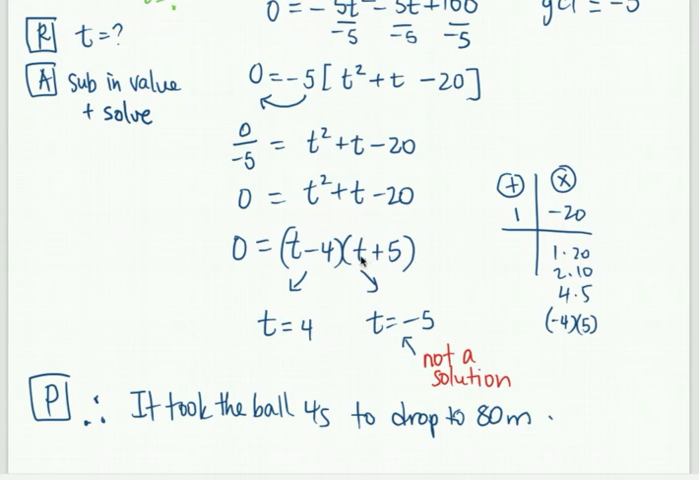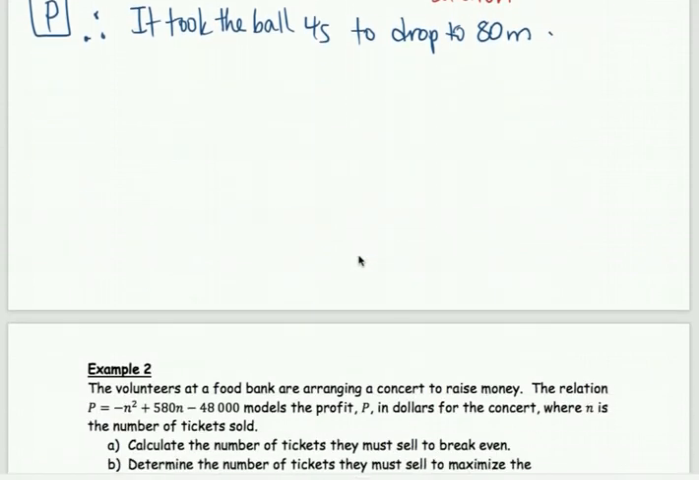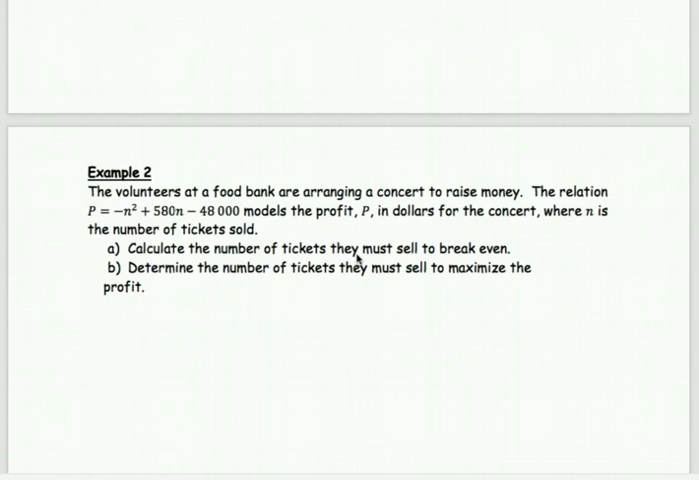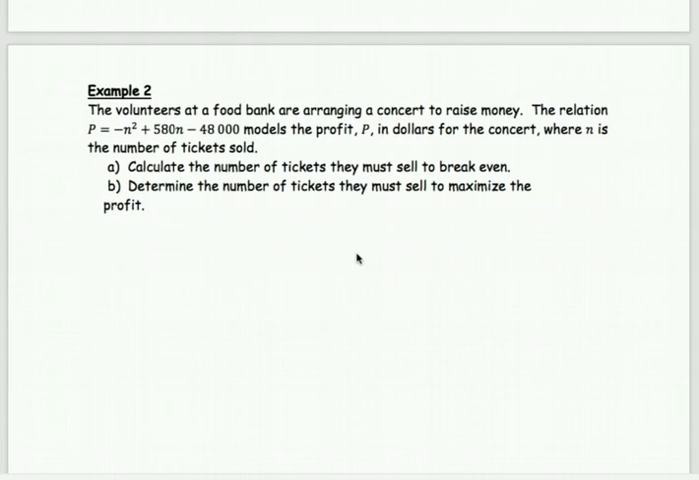All right, so now let's try the next one. Okay, so again, today these should be familiar. It's more just about, can you select the right method, okay? All right, example 2, we have volunteers at a food bank, and they're arranging a concert to raise money. P is the profits, N will be the number of tickets, okay?